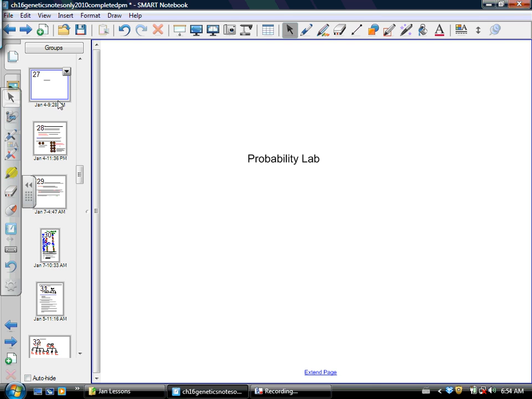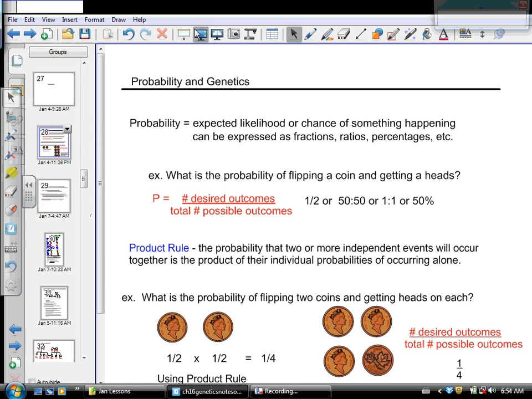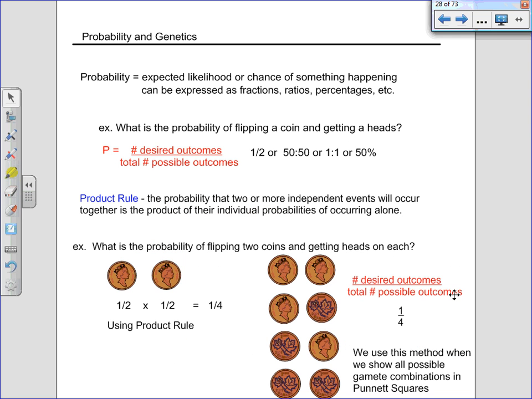So the first one was lab 20. It was the probability lab. And basically we used pennies in order to represent the gametes. Okay, so if we had two pennies, then we had one penny represent the possible gametes from the mother, and the other penny represent the possible gametes from the father.